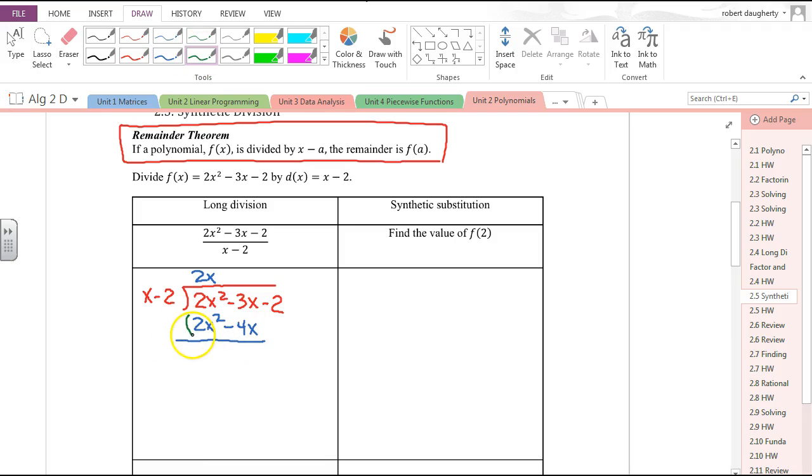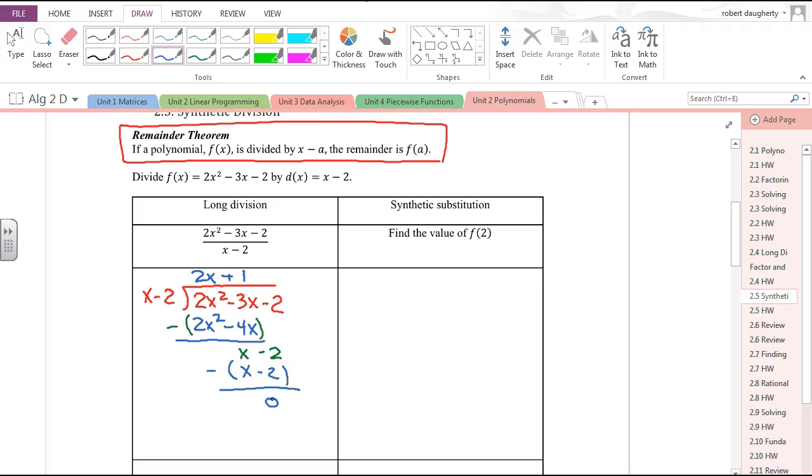And then I take whatever's on that line and I have to make sure I subtract it. So 2x squared minus 2x squared is 0. What is negative 3x minus negative 4x? That's just x. And then I've got a minus 2 here. What do I multiply x by to get x? 1. And then when I multiply this, I get x minus 2. When I subtract those things, I get 0.